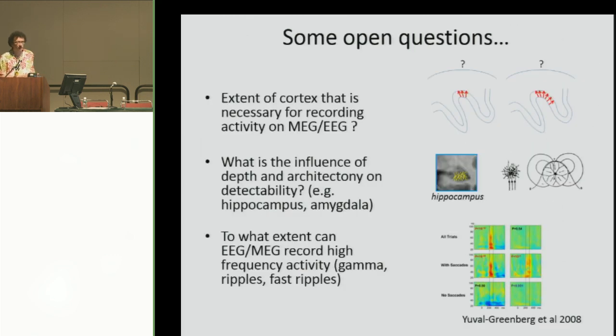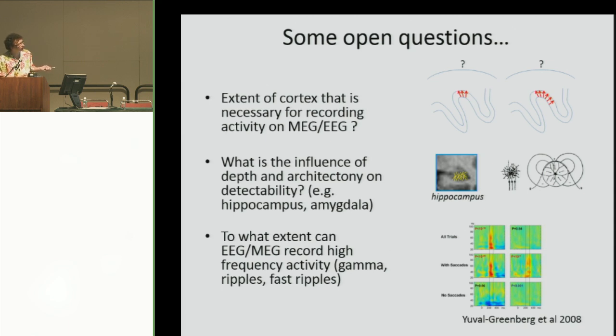Some remaining questions for MEG and EEG are the extent of cortex which is necessary for seeing something at the surface, for recording something on the scalp level. Also, what is still a subject of debate is the influence of depth and, in particular, architectony, so the structure of the cortex, on the detectability of the region. And it's especially crucial for deep regions such as hippocampus, amygdala, thalamus.